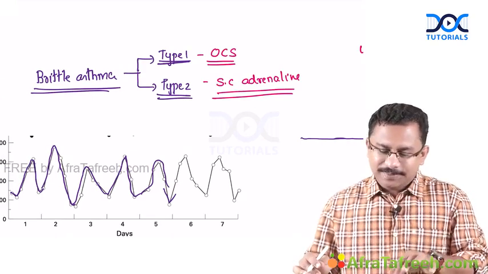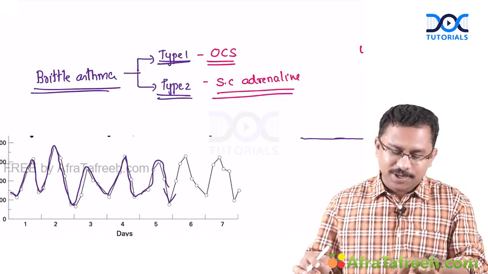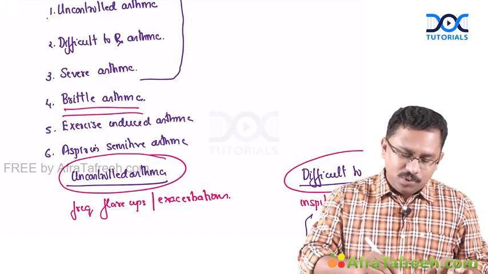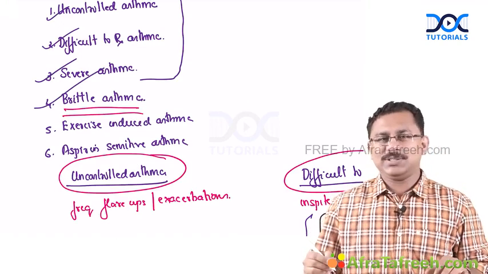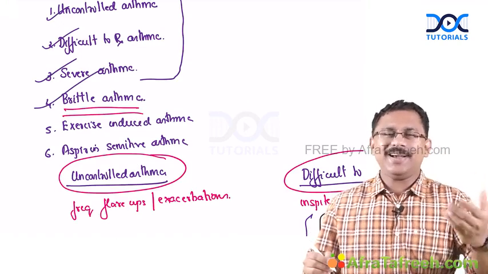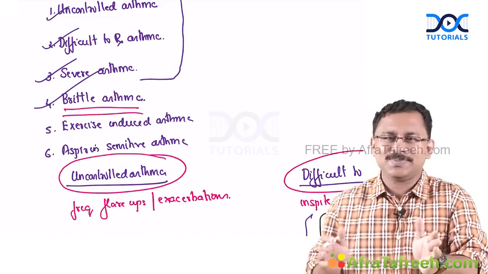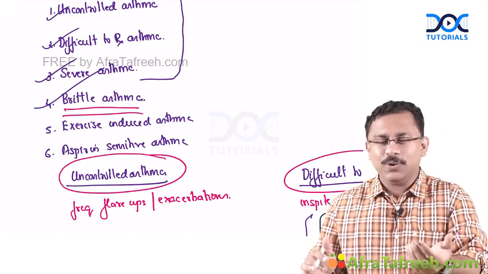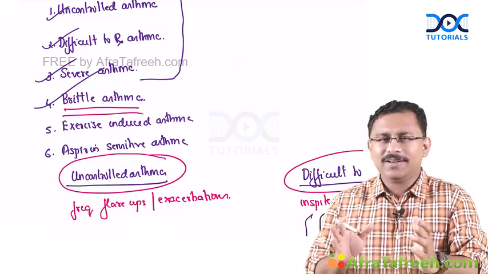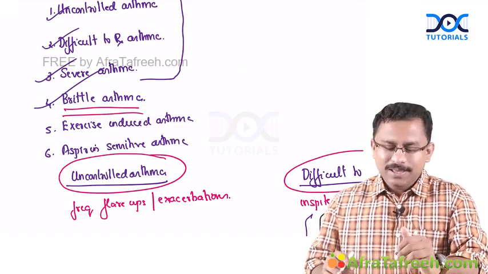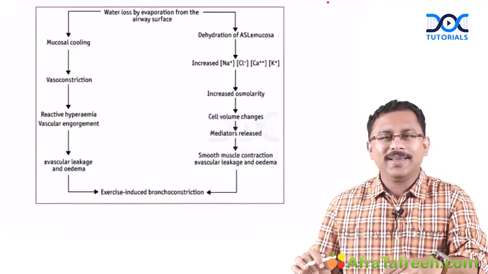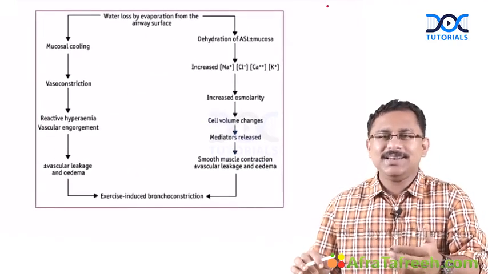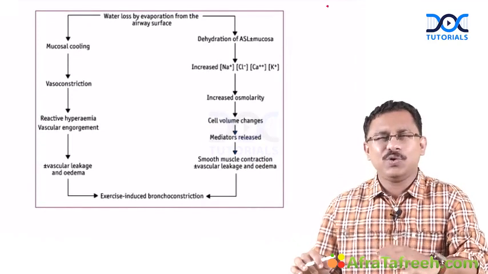Clear? All right. Next term, you have learned uncontrolled, difficult to treat, severe, brittle, and now exercise-induced asthma. I did make a mention of exercise-induced asthma in the beginning of this module as well, so you are very familiar with this term now. I already mentioned at that particular time that there are two theories for this exercise-induced asthma. I just want to show you the theory.